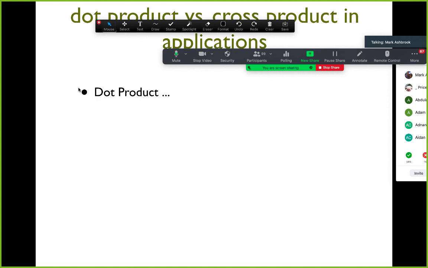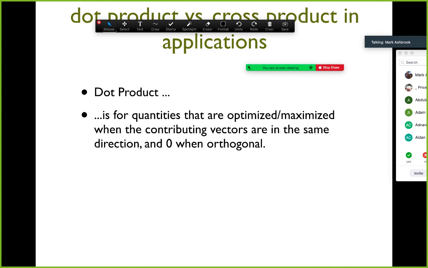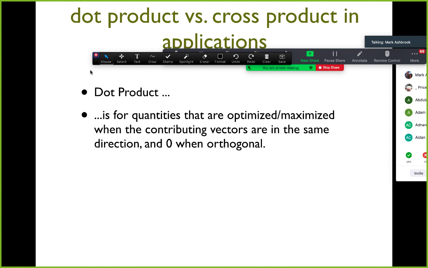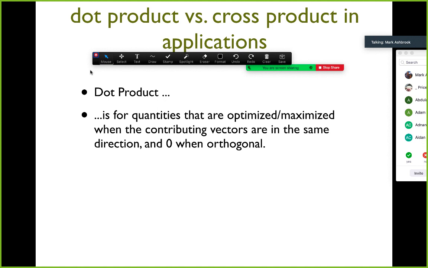Dot product. Based on our meaning of it, this is going to be for quantities that are optimized and maximized when the original, contributing vectors are in the same direction, because we know that's when you get the product of the magnitudes, when they're parallel. And when those vectors are orthogonal, we would expect a value of zero in whatever this application is. Okay, so that's how we look for dot product.